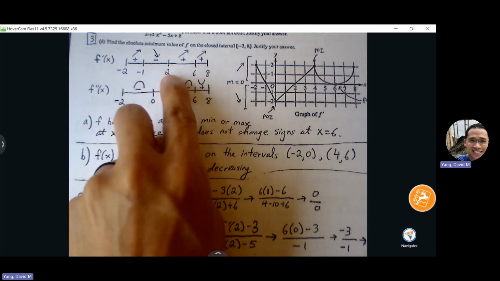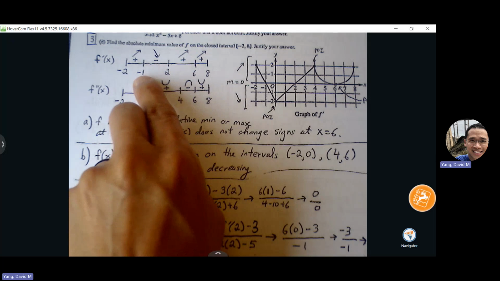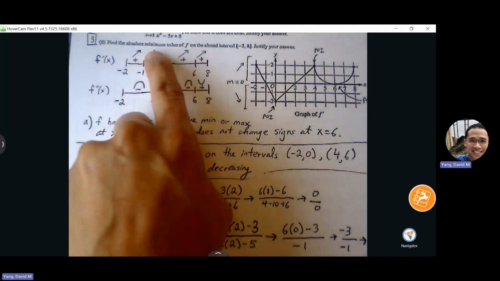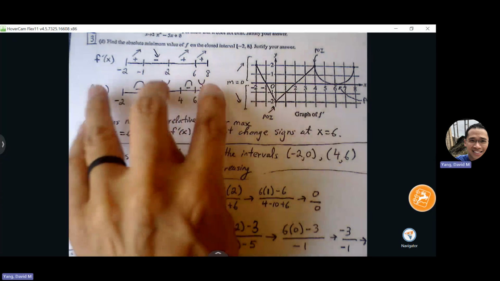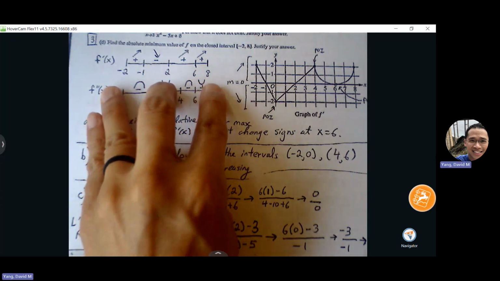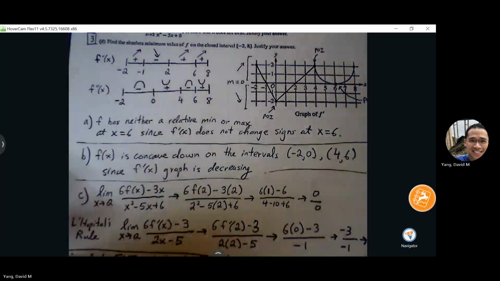We're going to test -2 because of the relative min. But there's no need to test -1 because we know -1 is a candidate for absolute max, but it has no chance of being absolute min. And we can also skip over 6 as well. So we can just test -2, 2, and 8.